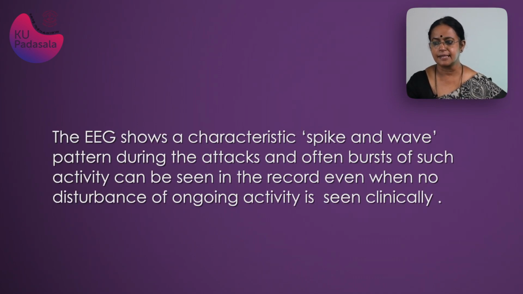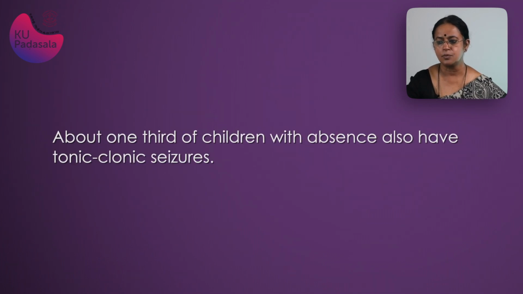The EEG shows a characteristic spike and wave pattern during the attacks, and often bursts of such activity can be seen in the record even when no disturbance of ongoing activity is seen clinically. About 1/3 of children with absence also have tonic-clonic seizures.